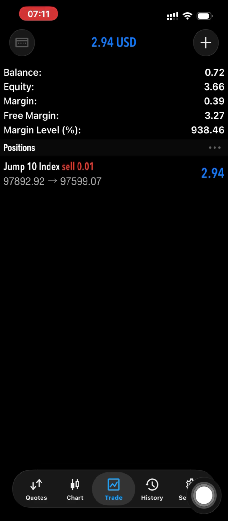So it can either go up first before going down, or it can straight go down. So for now, all we do is just wait. As you can see there, we're running in 2.90 something dollars.